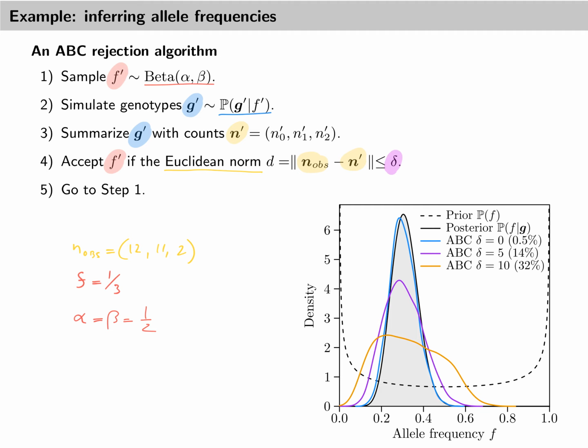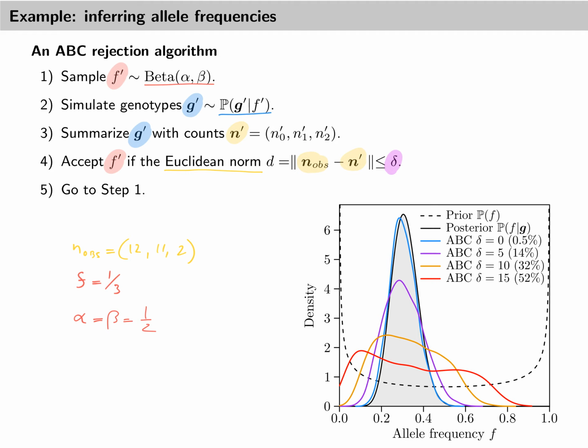In this case, by setting delta equals 10, we have a much broader posterior distribution. Of course, the posterior distribution is still somewhat informative, as it is quite different from the prior and does actually rule out allele frequencies which have very high density under the prior distribution. The benefit of running an ABC algorithm with delta equals 10 in this case is that the acceptance rate is again much higher. In this case it was 32%.